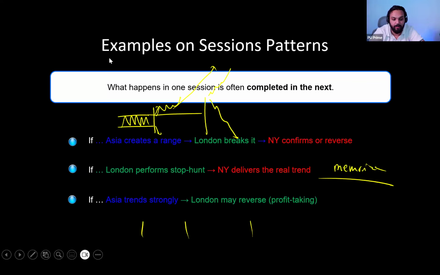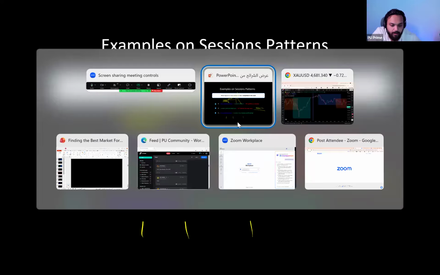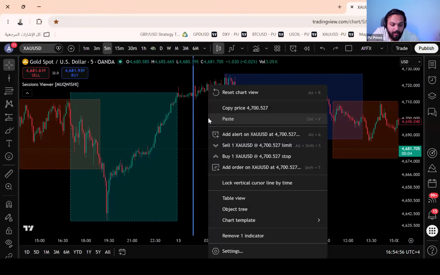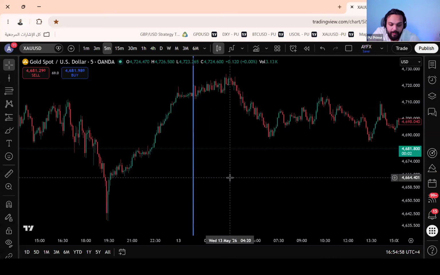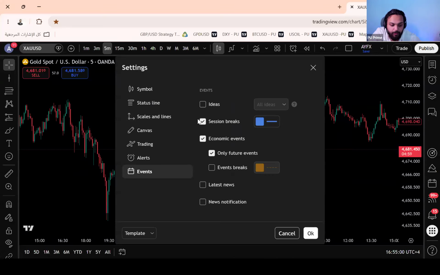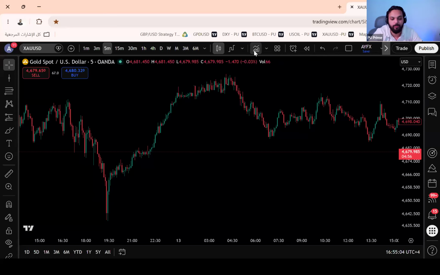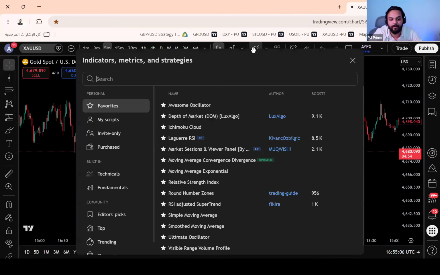I'm in TradingView. Can you go step by step to add the session, not from favorites? Sure, of course. So guys, step by step. I'm going to remove the indicator and the session breaks, so I'm not going to do anything. Now, what you will do is go here to the indicators.